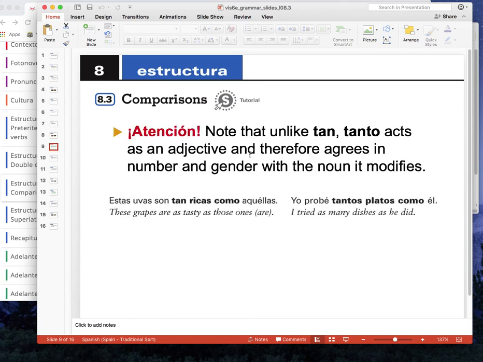So take note here that unlike tan, tanto acts as an adjective and therefore agrees in number and gender. This is what I was just explaining. So estas uvas son tan ricas como aquellas. So here there's nothing because we're using tan. However, yo probé tantos platos como él. So here the tantos has to agree with the noun.